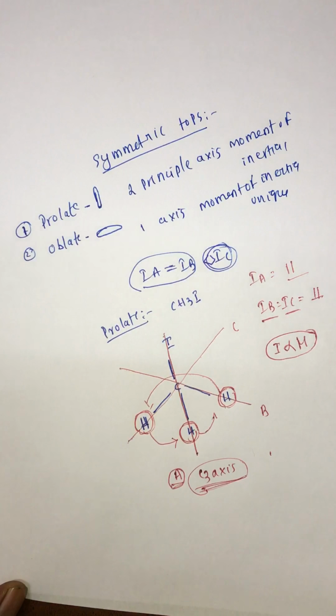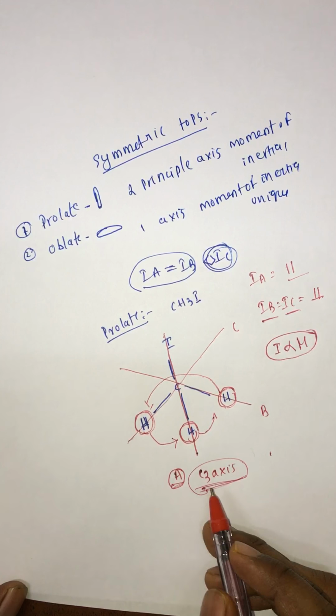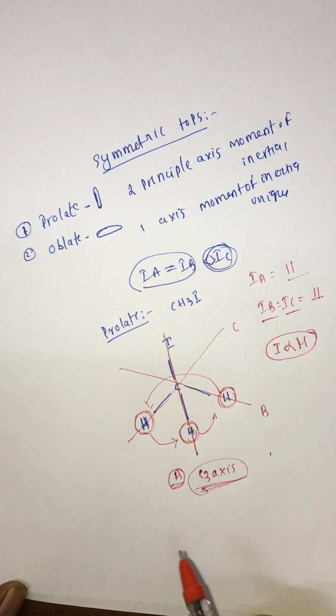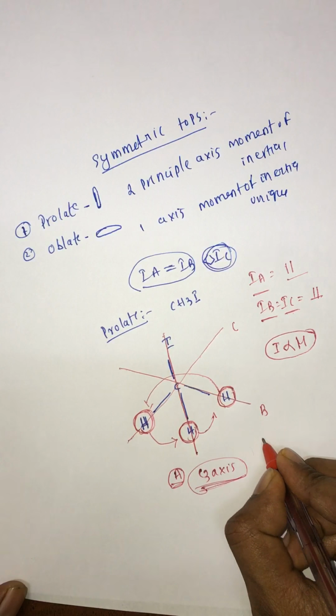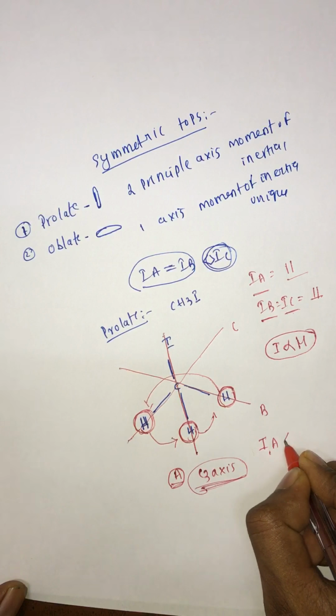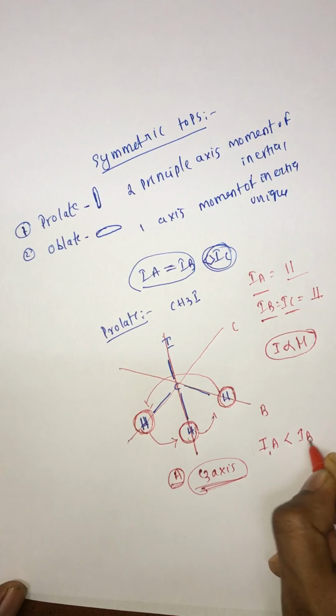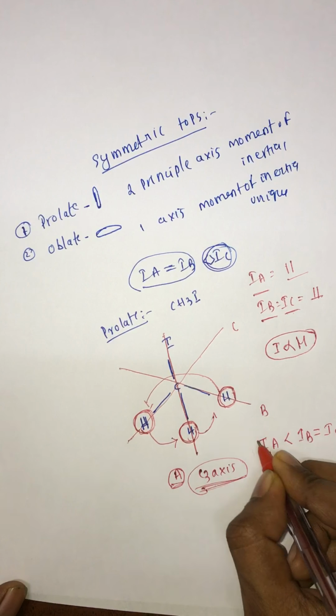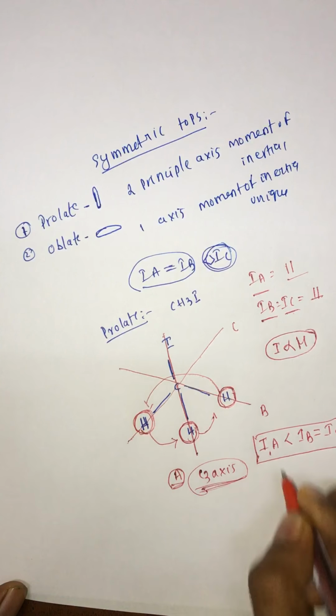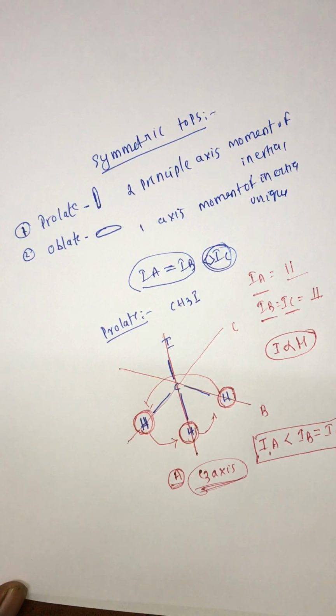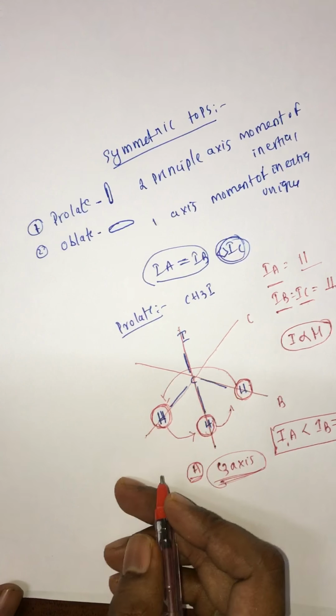And again I am repeating, the moment of inertia contribution for the IA axis is very, very less, because here lighter atoms are involved, that is hydrogen atoms. Because of that reason, IA will be very, very less compared to IB and IC. So the relationship will be IA is less than IB equals IC. This is for the prolate molecules.